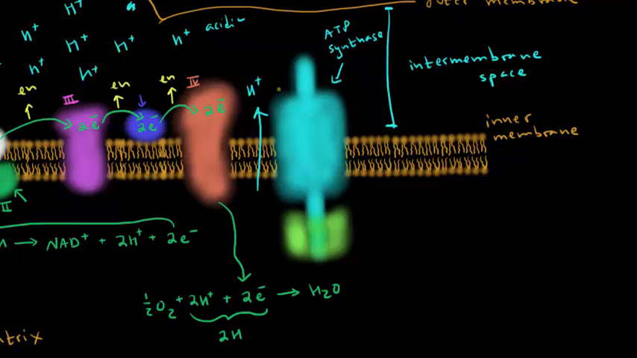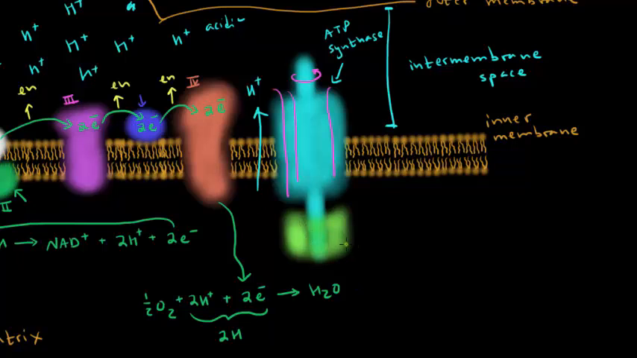ATP synthase has special channels in it that will allow H plus ions to pass through. So the H plus ions will pass through these special channels in ATP synthase. And when they do, they're going to cause this axle to turn. Let's focus now on the bottom part of ATP synthase.